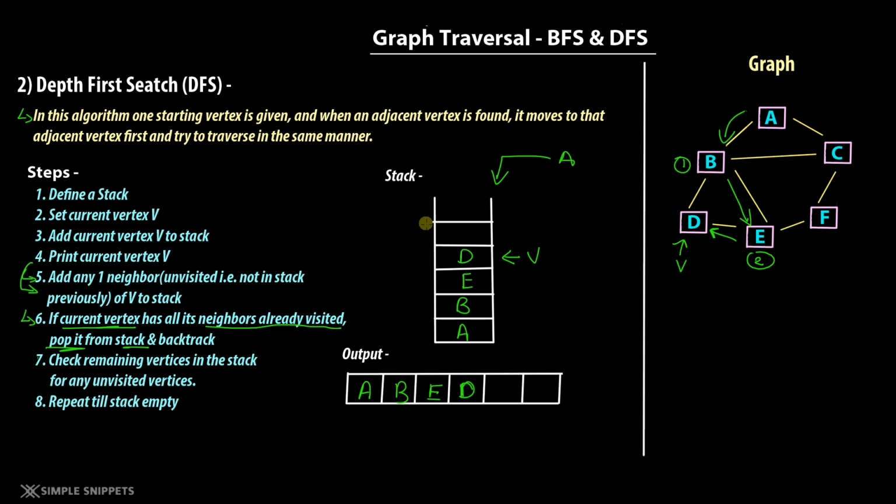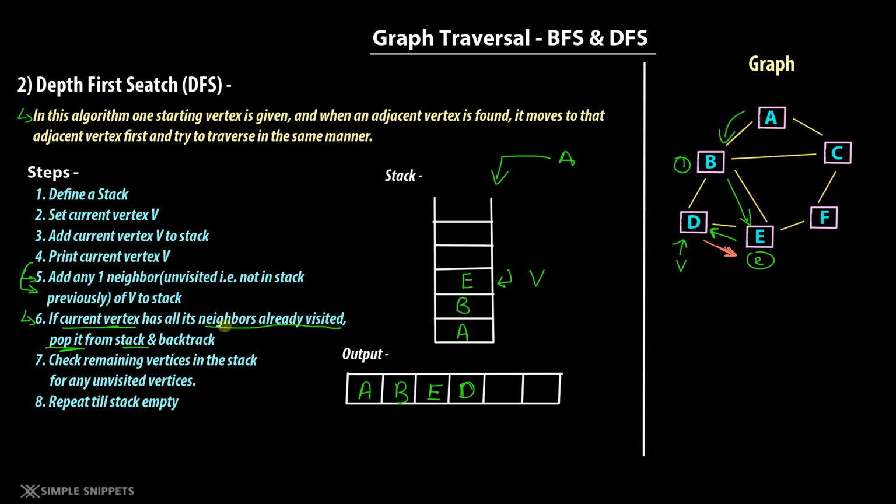So basically now you will have to pop D from the stack, that is remove D from the stack, and go back to the node from where you came to D. So where did you come from? You came from E, right? Which is the immediate vertex below it in the stack. So basically now you are backtracking from D back to E. Okay? So again the current vertex is going to be E.